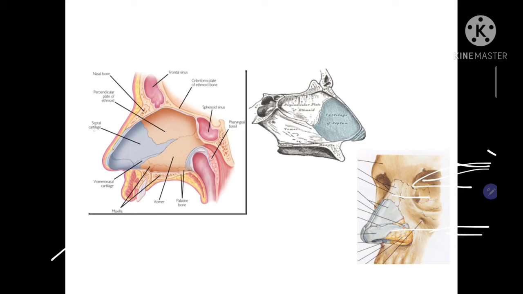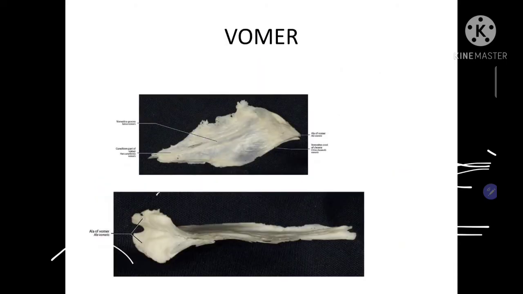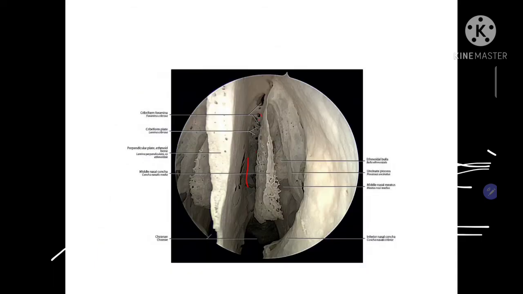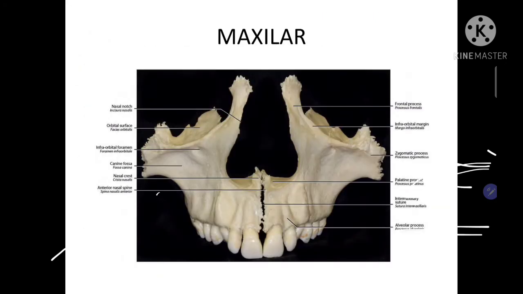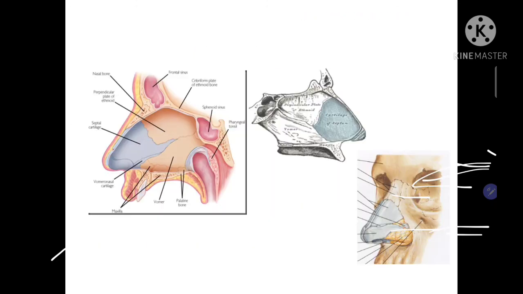Yes, so you see septal cartilage. You see the perpendicular plate of the ethmoid here, septal cartilage, and the vomer down here. See the vomer. This is the ala of the vomer, going to be in the inferior surface of the body of the sphenoid bone here. So with this we already know all the structures that are part of the walls of the nasal cavity.